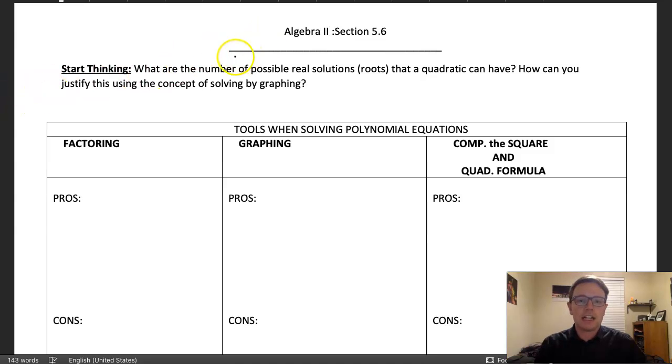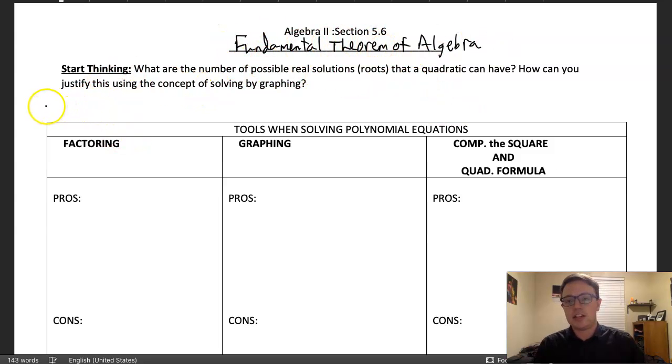Today we're going to be covering the fundamental theorem of algebra. Now you know this is going to be an important lesson because it's the fundamental theorem of algebra. It's the fundamentals of everything that we've been discussing so far this year. Let's go ahead and start to think about some things, and then we'll get into it.